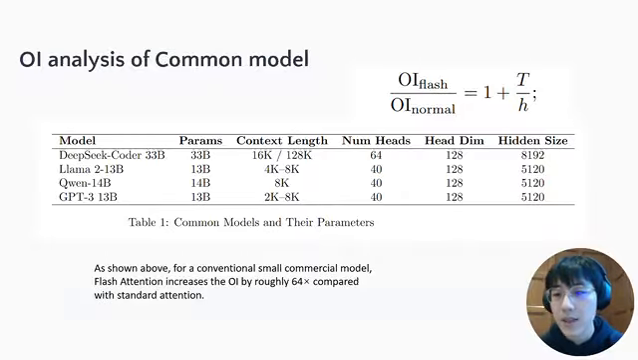we plug in the values into the formula, especially for long context lengths like 8,000 tokens or even 128,000 tokens, we get a very large ratio. As a result, for a typical small commercial model, FlashAttention can increase operational intensity by roughly 64 times. In other words, it is a very great method that changes a memory bound operation to a high intensity compute bound operation, which is exactly what modern day hardware like FPGAs and GPUs can take advantage of.